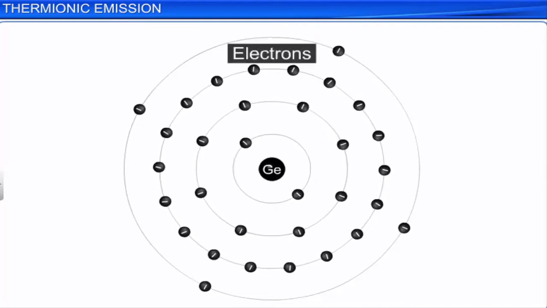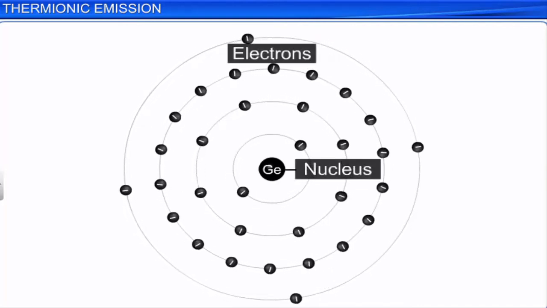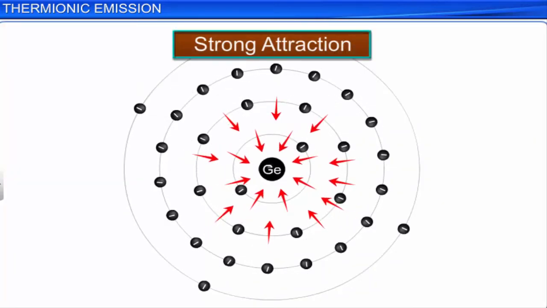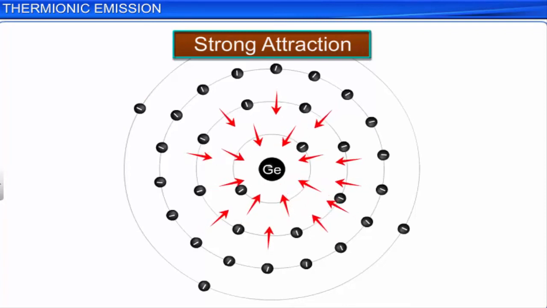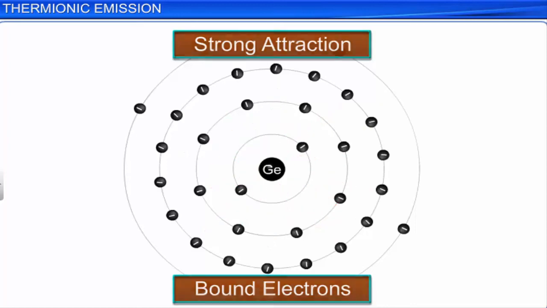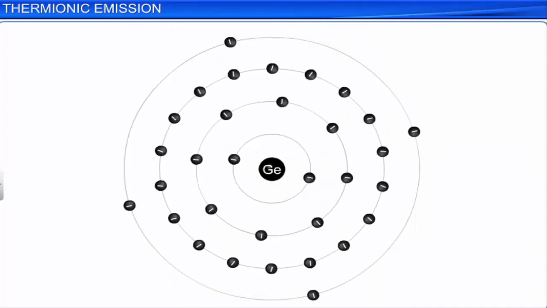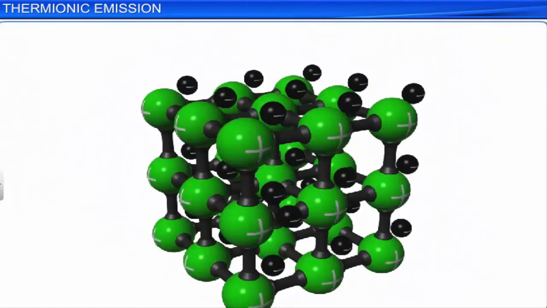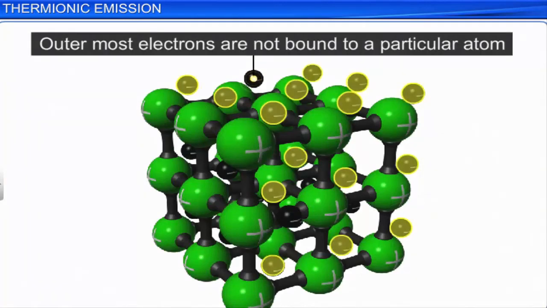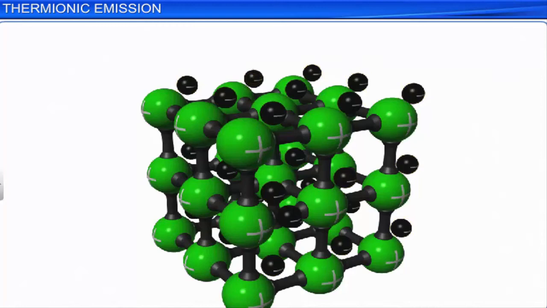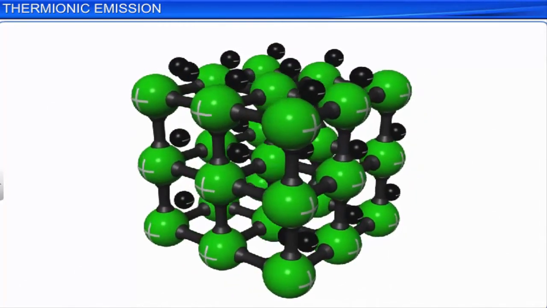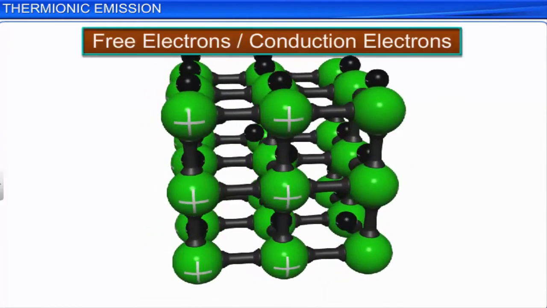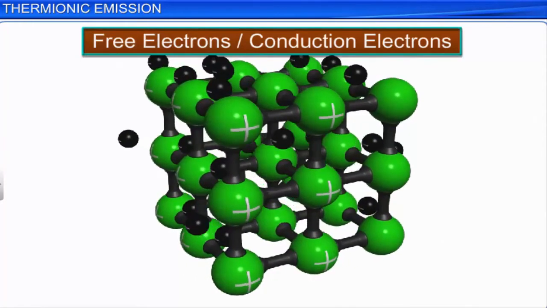In an atom, electrons revolve around the nucleus. The electrons in the inner orbits are strongly attracted by the nucleus, and hence they are called bound electrons. However, the attractive force of the nucleus on the electrons revolving in the outermost orbit is weak. In metals, the outermost electrons are not bound to a particular atom. Though they are within the boundaries of the metal, these electrons are free to move throughout the body. These are called free electrons or conduction electrons.